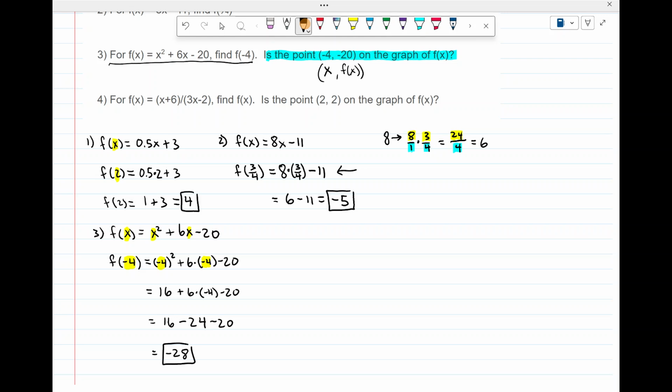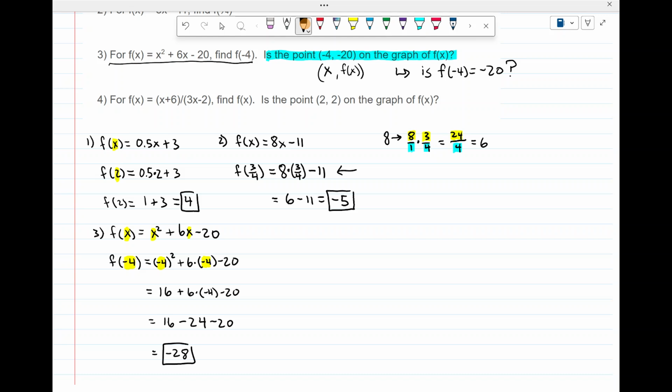Right? That first number, negative 4, that's our x value. The second number in this ordered pair is f of x. What I'm really asking is, is f of negative 4 equal to negative 20? That's how I would interpret this question. And as we see here, no, f of negative 4 is not equal to negative 20, because f of negative 4 is equal to negative 28.